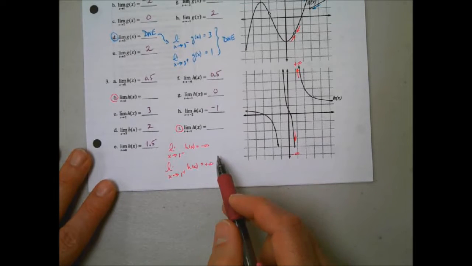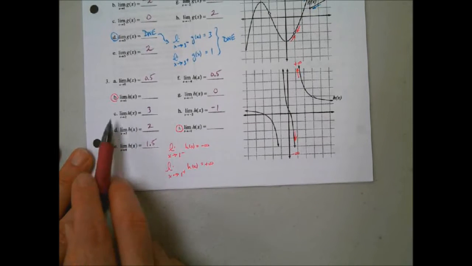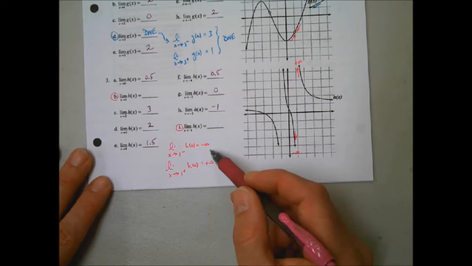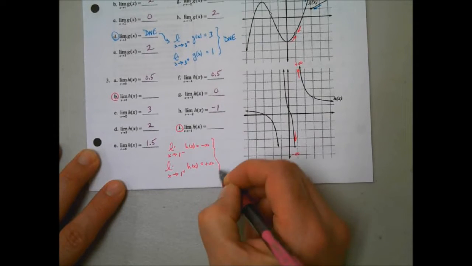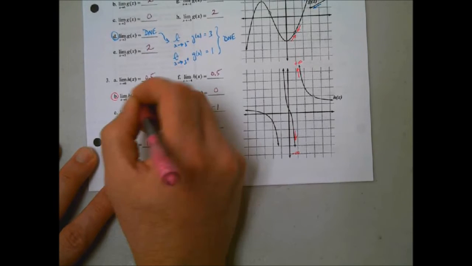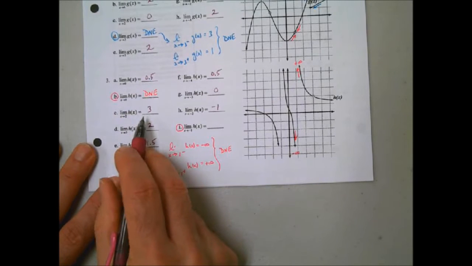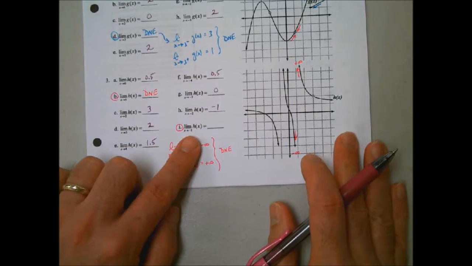Okay, now, if you have left-hand and right-hand limits that are infinities of some sort, the overall limit really does not exist. Particularly since one's negative infinity and one's positive infinity, the overall limit does not exist. So this one does not exist.